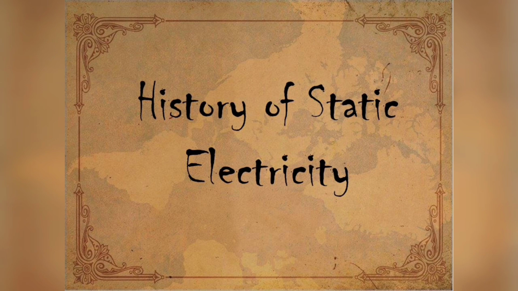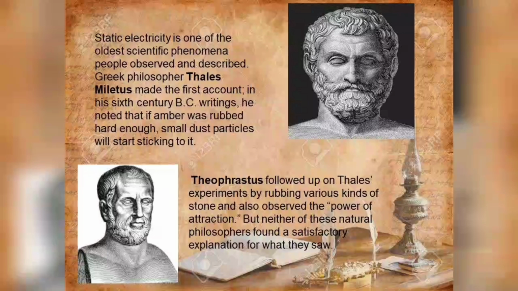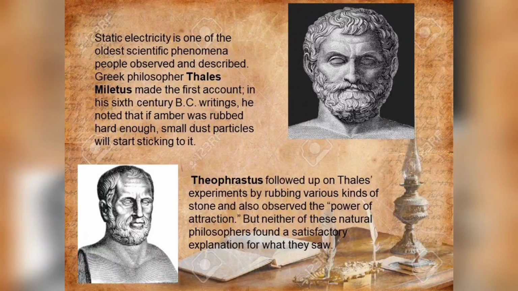History of static electricity. Static electricity is one of the oldest scientific phenomena people observe and describe. Greek philosopher Thales of Miletus made the first account in his 6th century BC writing. He noted that if amber was rubbed hard enough, small dust particles would start sticking to it.